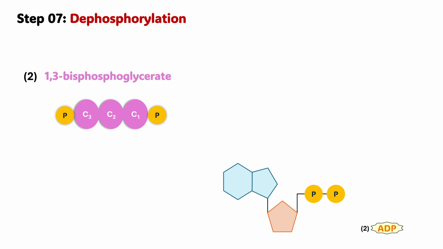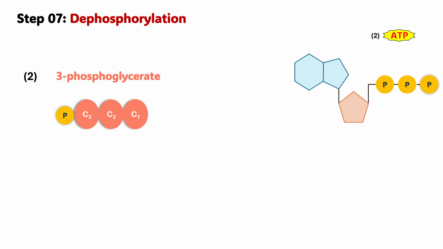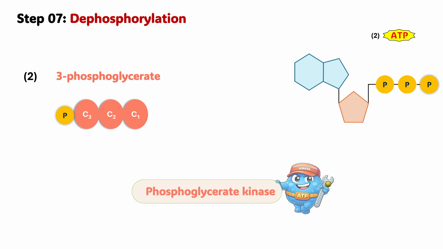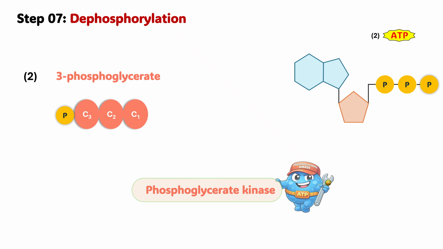Then, 1,3-bisphosphoglycerate is converted into 3-phosphoglycerate as a high-energy phosphate group is transferred to ADP, forming ATP. This reaction is catalyzed by the enzyme phosphoglycerate kinase. Since 2 molecules of 1,3-bisphosphoglycerate are formed from 1 glucose molecule, this step generates 2 ATP molecules, making it the first ATP-producing step of glycolysis.